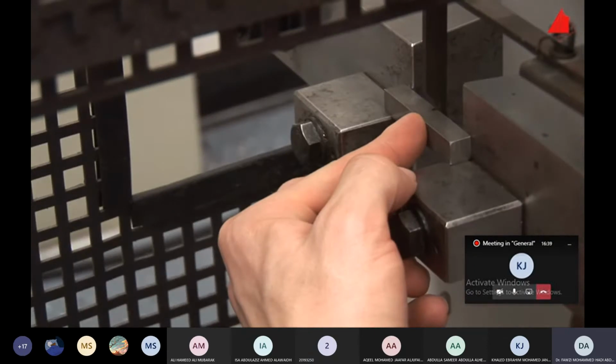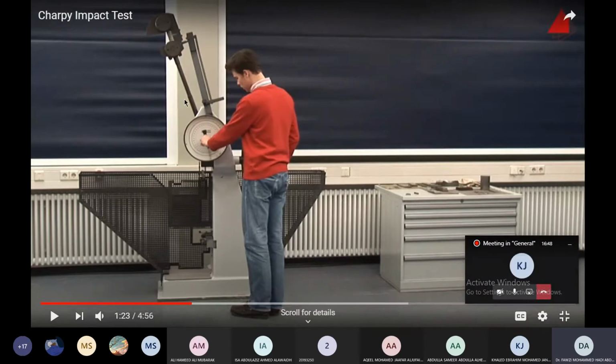Next, he turns the drag indicator downwards again and checks that everything is prepared correctly. Of course, this is the position which is set for the Charpy. The position which is set for the Izod is a bit different. It's like that. The height is different. So this is one difference between the Charpy and the Izod. But they are using Charpy now.